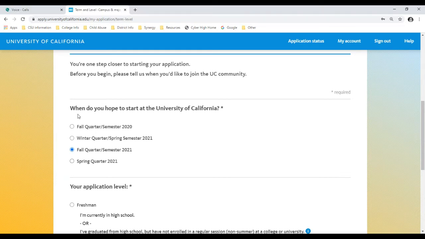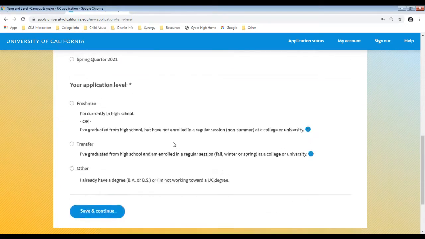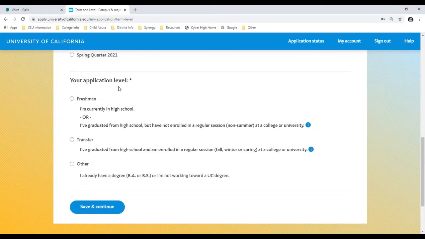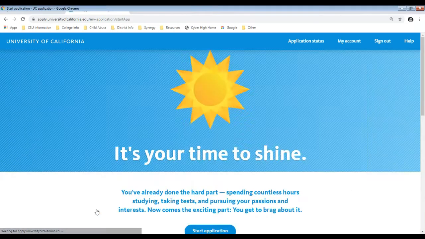So the first question says, when do you hope to start at the University of California? So you are all seniors and you will be starting in the fall quarter or semester of 2021. Okay, so automatically it was there already, so you want to make sure that that's where you begin also. Your application level is you're going to be a freshman, because you're currently in high school. Okay, so freshman, and then you click save and continue.